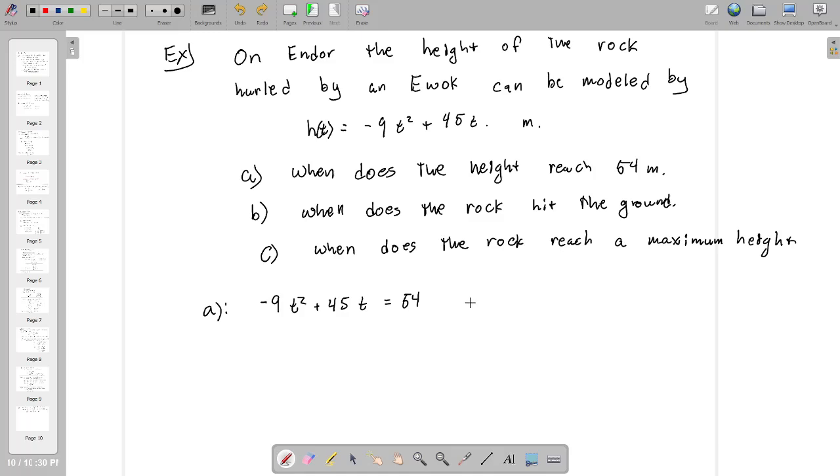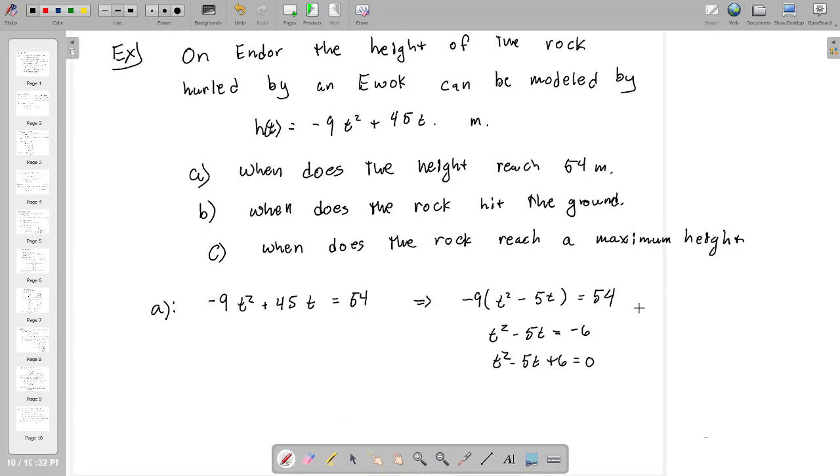We can factor out a negative 9. And if we factor a negative 9 out, we're left with t squared minus 5t is equal to 54, like this. Now I can divide both sides by this negative 9 and end up with t squared minus 5t is equal to negative 6. And if I add this over, I get that t squared minus 5t plus 6 is equal to 0. We could factor, but instead I'm going to use the quadratic formula.